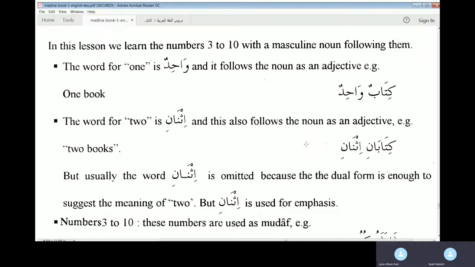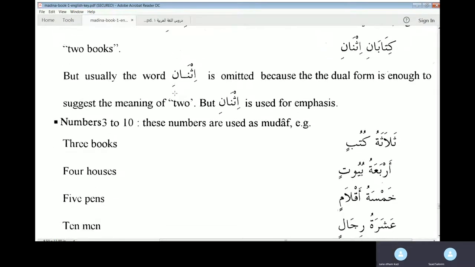So you already learned the rules of the adjective, the rules of Naat. So we will apply these rules on Wahid and Ithnan also. And this Wahid and Ithnan is for masculine Madood only.